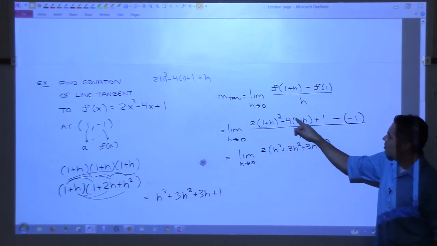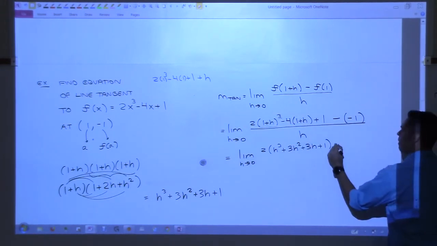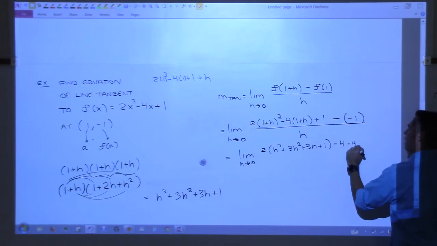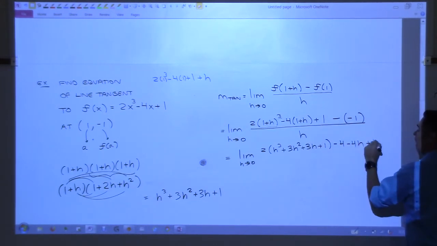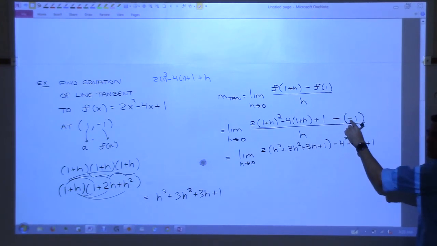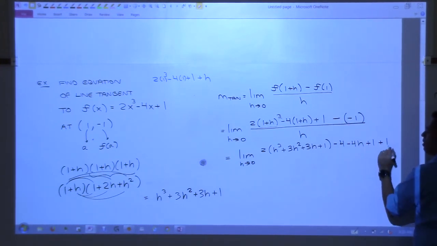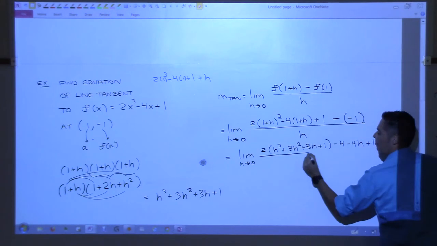Okay, so that's just this. Minus, let's go ahead and distribute the negative 4 through. So minus 4, minus 4h, and then I have plus 1 from here, and then another plus 1 because it was minus minus. And then all of this over h.